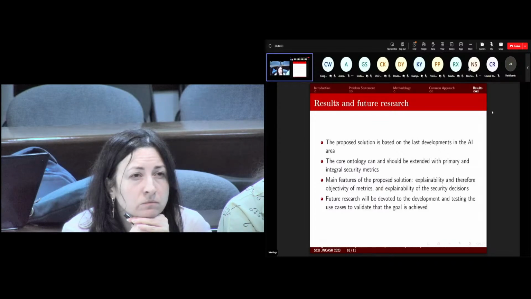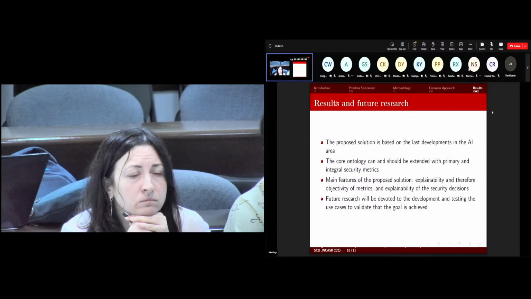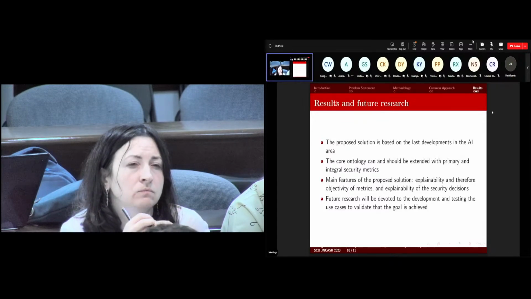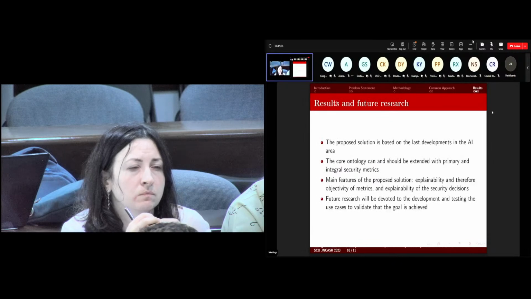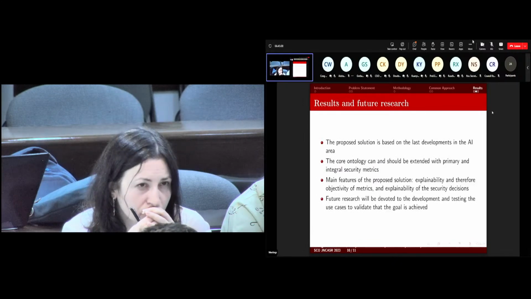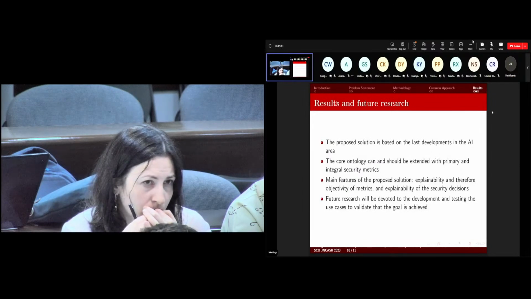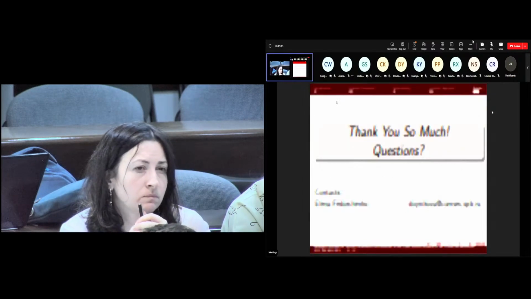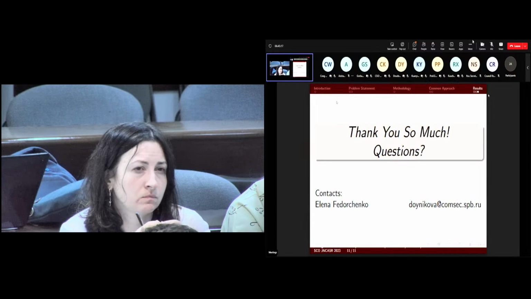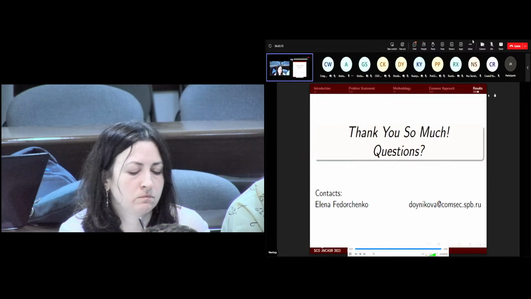The main features of the proposed solution are explainability and therefore objectivity of metrics, and explainability of the security decisions, due to the nature of the ontology. Future research will be devoted to the development and testing of use cases to validate that the goal is achieved. Thank you for your attention, and I am ready to answer your questions.